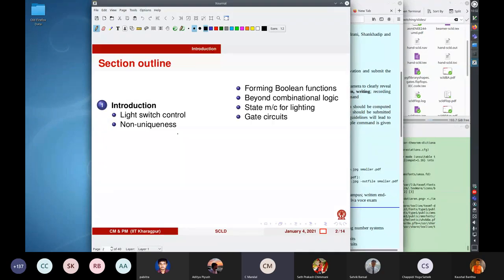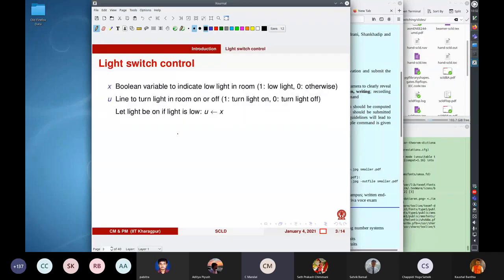So let us, this is just a toy example to motivate, I hope, you'll get some motivation from this example. So this is a simple requirement. Let us say that you have a room, maybe it has a window, so you can get some natural light from outside.